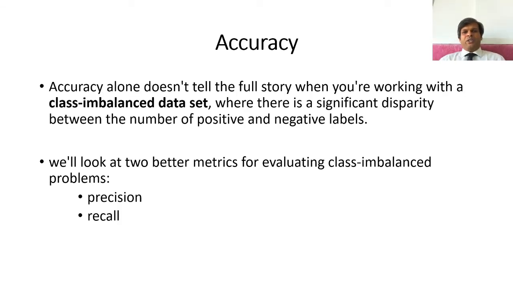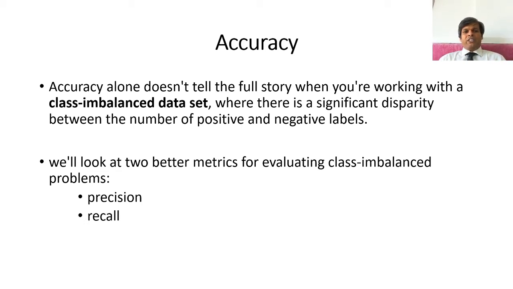Now, accuracy alone doesn't tell the full story when you are working with a class imbalance data set, where there is a significant disparity between the number of positive and negative labels. A class imbalance data set means you might have a test set where the ratio of passengers who survived to those who have not survived may not be an exact match. That is why we call it a class imbalance data set. We look at two better metrics for evaluating class imbalance problems: precision and recall.